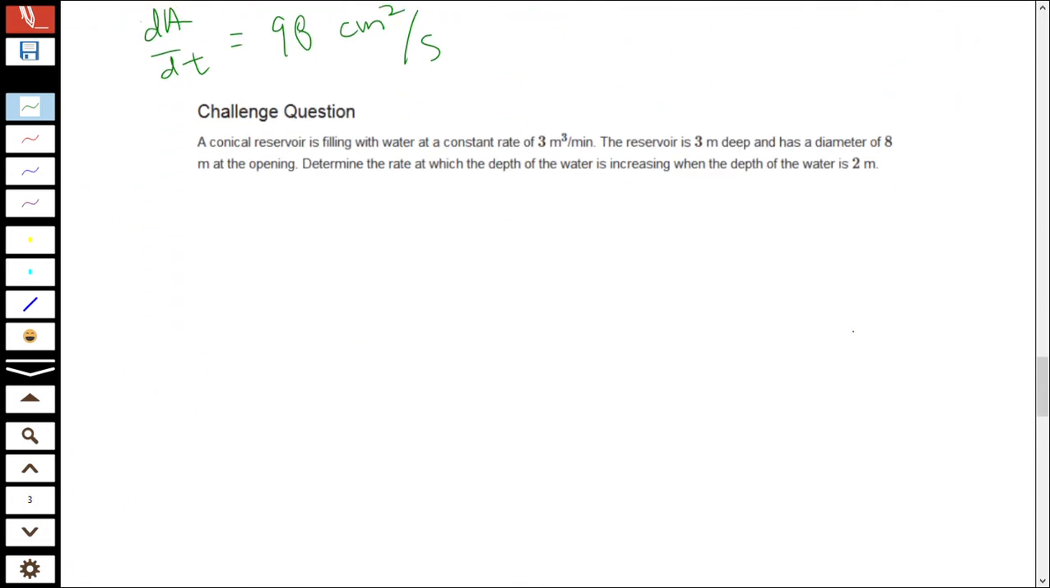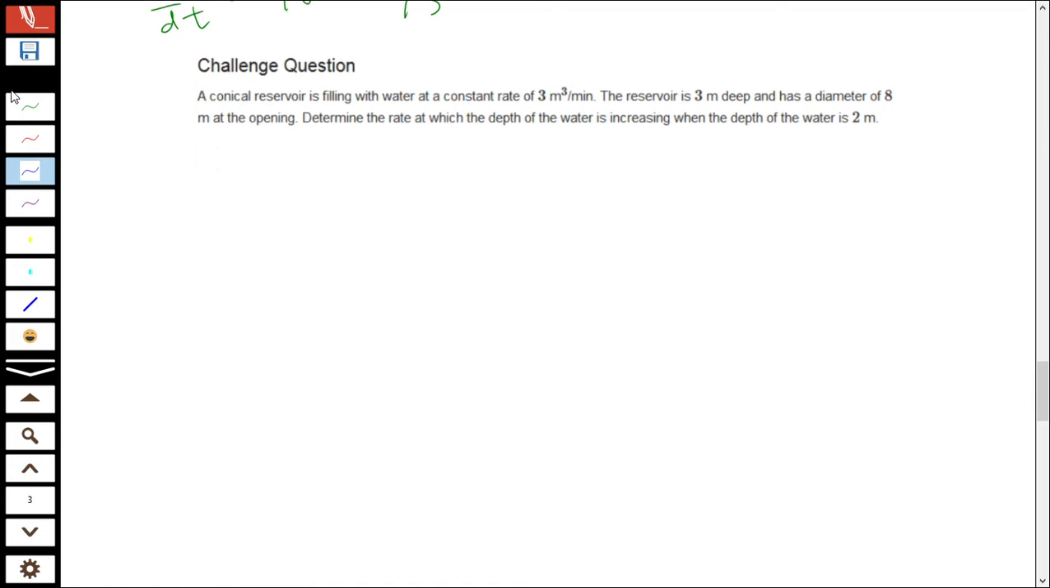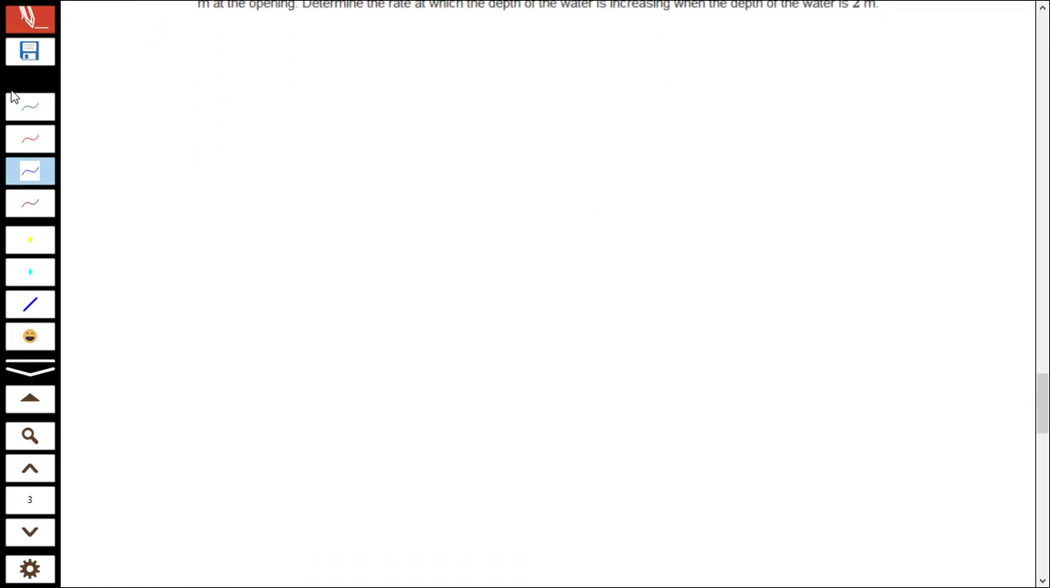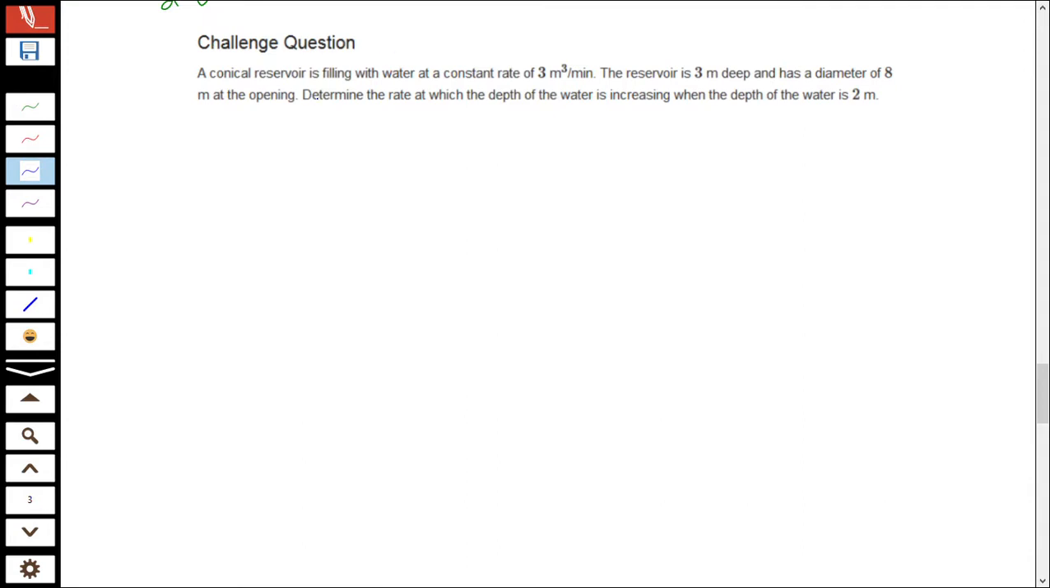Okay, so the next is a challenge question because it requires a little bit more steps compared to the ones that we did, but it relies on similar concepts. It's just you have to think a little bit more outside the box, but don't let the word challenge scare you. Okay, so we got a conical reservoir, so this means that we have a cone.